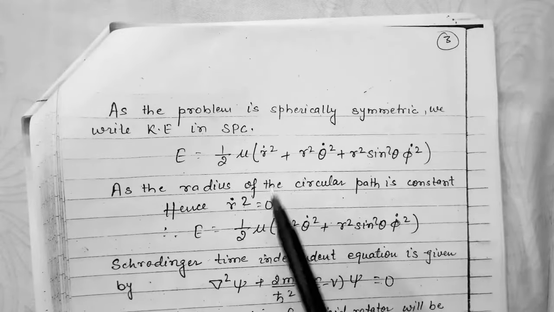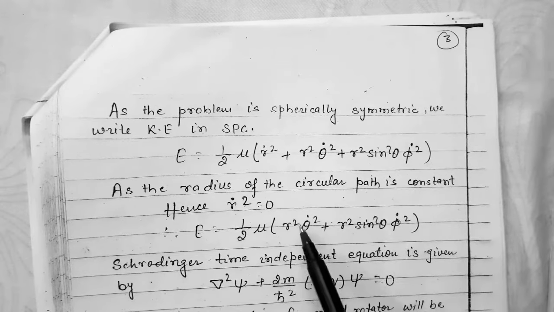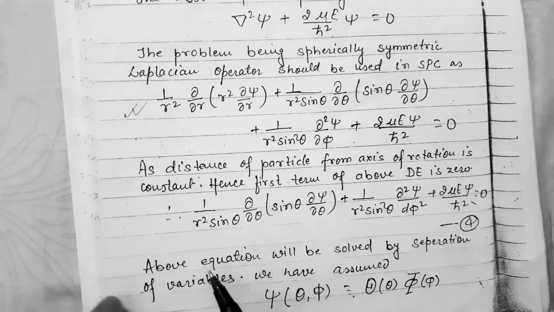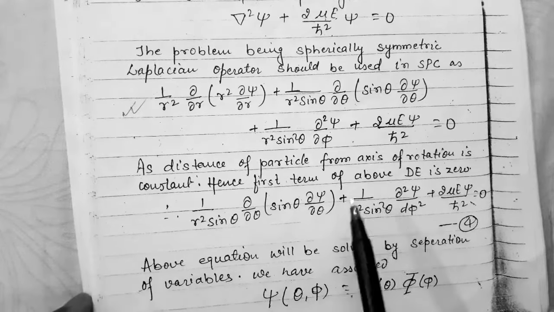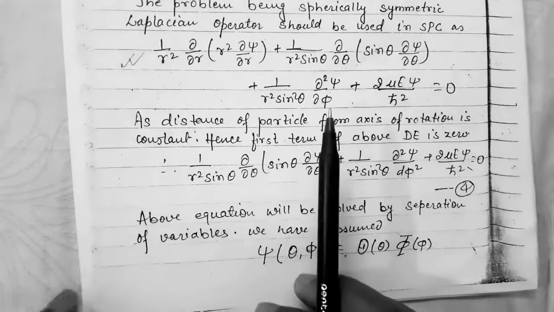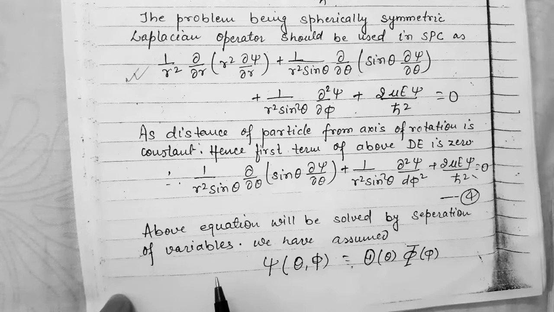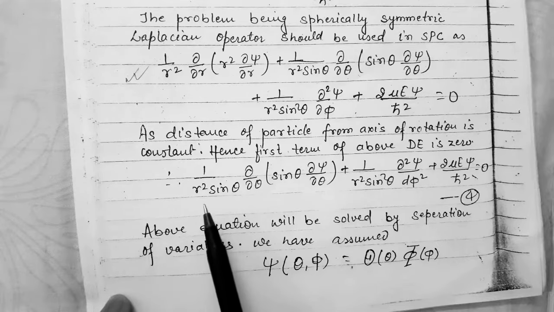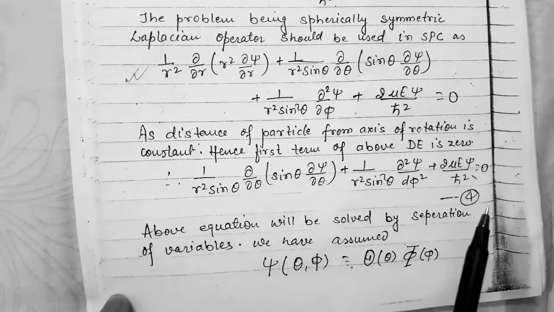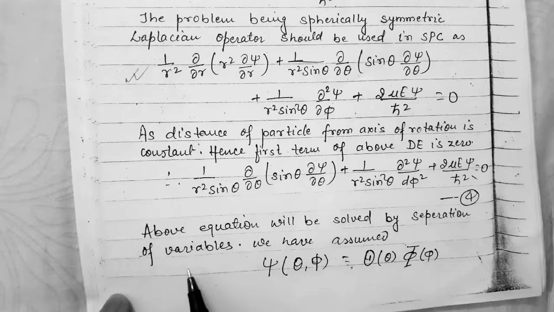Similar to this kind of case, when the radius of the circular path is constant, the first term is 0. So in this case the first term of the differential equation is always 0. This kind of equation can be solved by the separation of variables. We have already discussed this in the particle in a three-dimensional box. We have to solve this in spherical polar coordinate form using separation of variables.